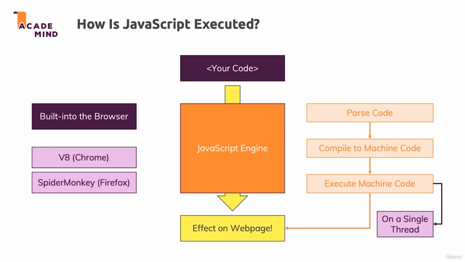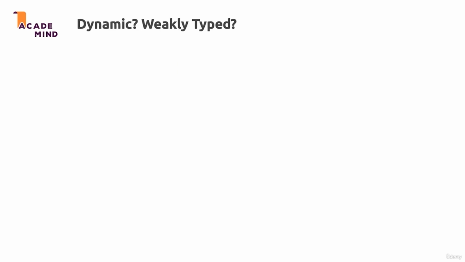It will become more important later in the course, though, when I will come back to this concept of single threading and which implications this has for JavaScript. But with that, we know what interpreted means, what compilation means, and how the JavaScript code is executed. What does dynamic and weakly typed mean then?